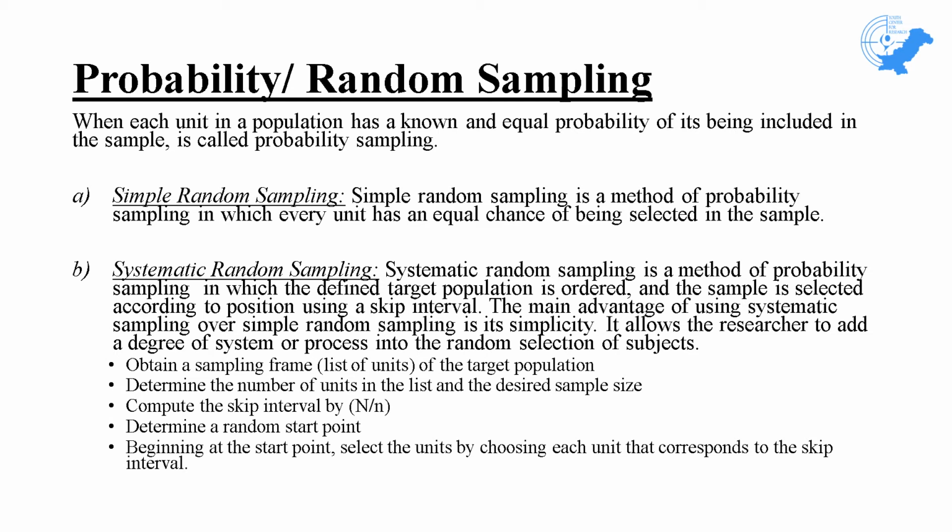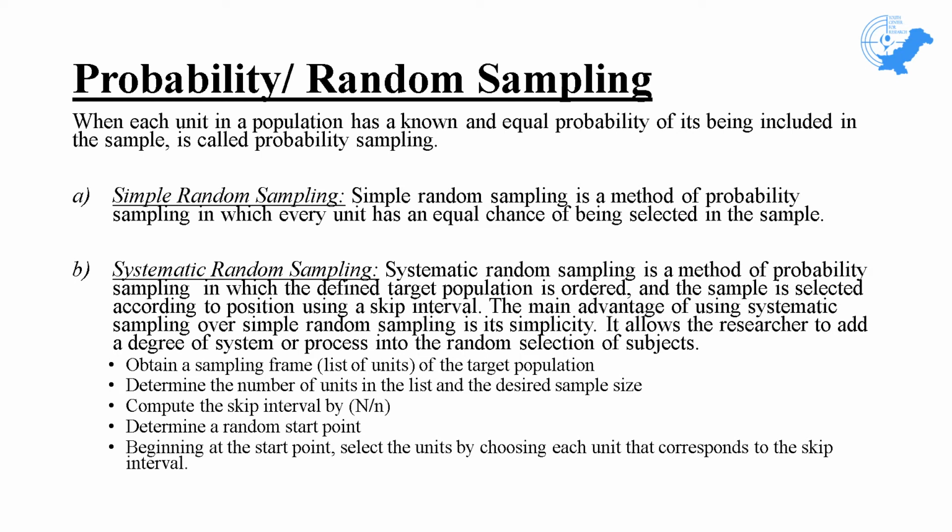Type 2 is systematic random sampling. Systematic random sampling is a method of probability sampling in which the defined target population is ordered and the sample is selected according to a position using a skip interval. The main advantage of using systematic sampling over simple random sampling is its simplicity. It allows the researcher to add a degree of system or process into the random sampling of objects and subjects.